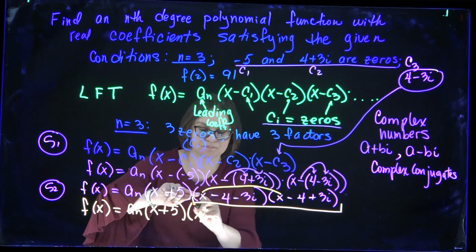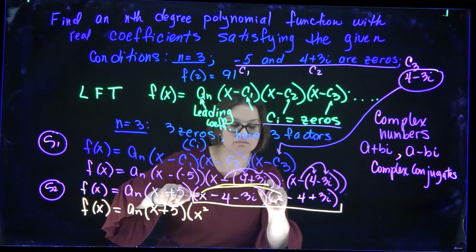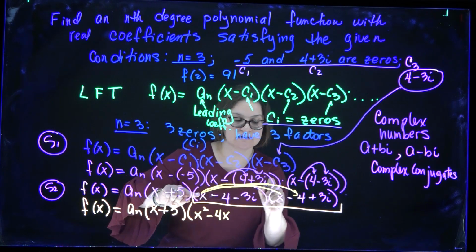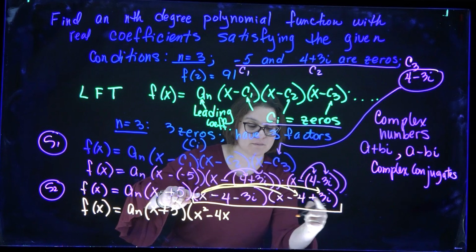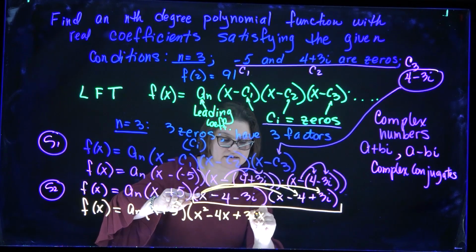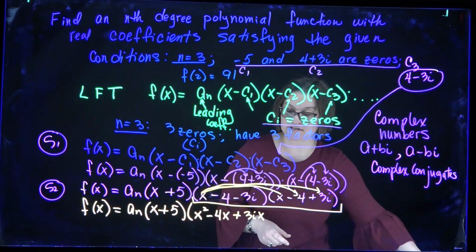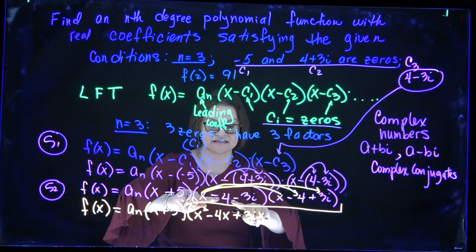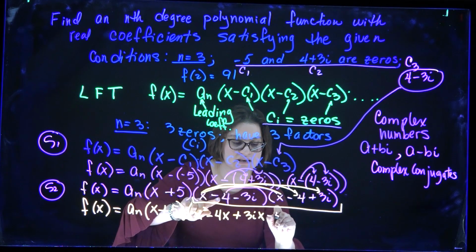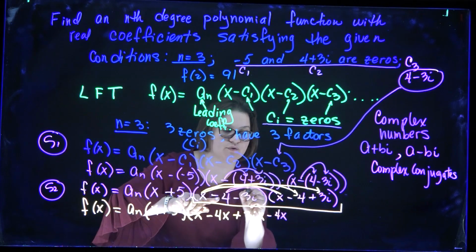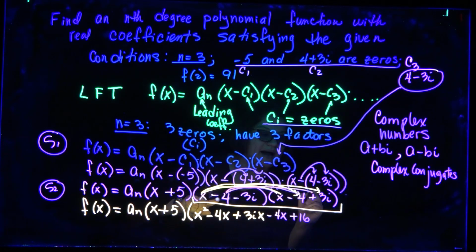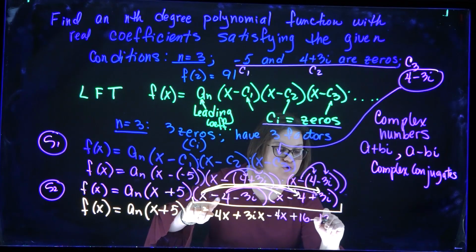That's going to give me x squared. Then I'll take x, and I will multiply by negative 4. That's negative 4x. Then I will take x, and I will multiply by the third term in the second set of parentheses. X times positive 3i. Positive 3ix. Okay? Now, I'm going to take the second term inside the parentheses, and I'll do exactly the same thing. I'm going to multiply negative 4 by x. It's going to give me negative 4x. Then I'll multiply negative 4 by negative 4. That's going to give me a positive 16. Then I'll multiply negative 4 by a positive 3i. That's going to give me negative 12i.